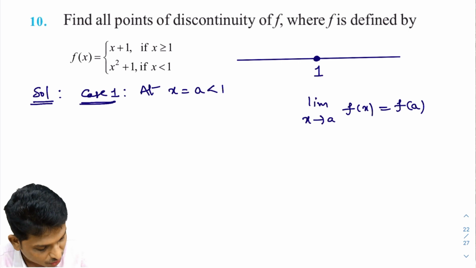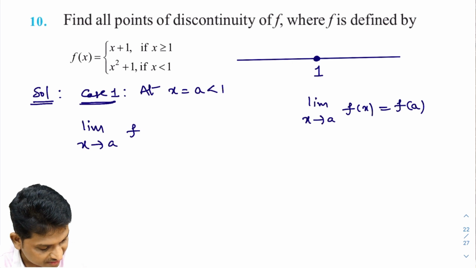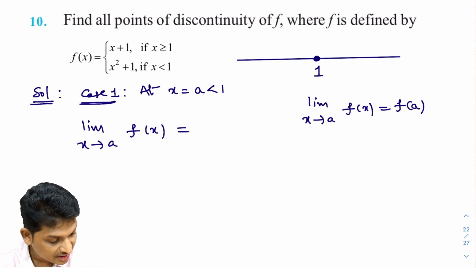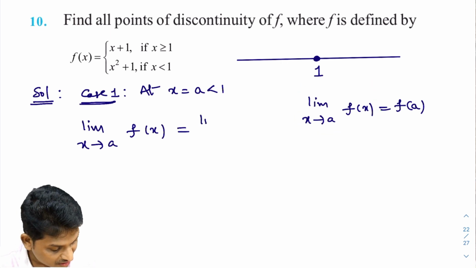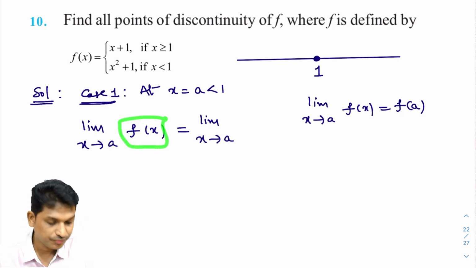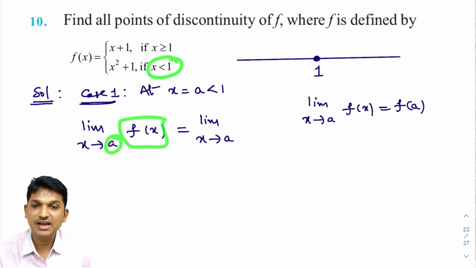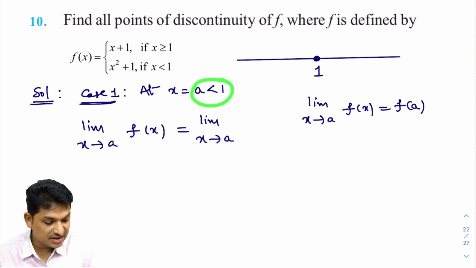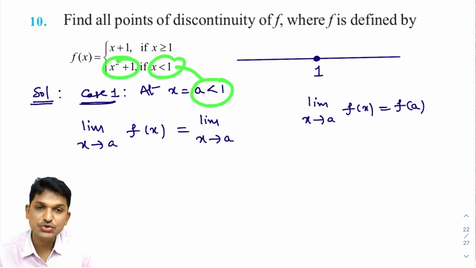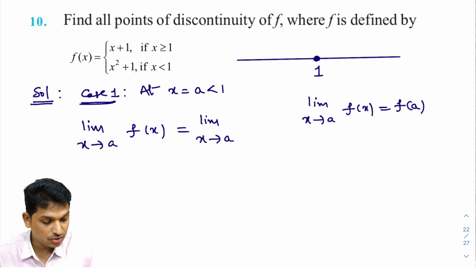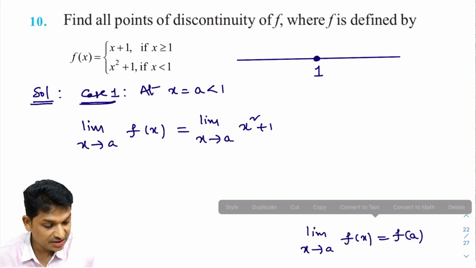So here, I'm trying to calculate limit x approaches a, f of x. What function to choose? What is the a value here? A value is less than 1. When a value is less than 1, which function do we choose? This x square plus 1. So the function is x square plus 1.